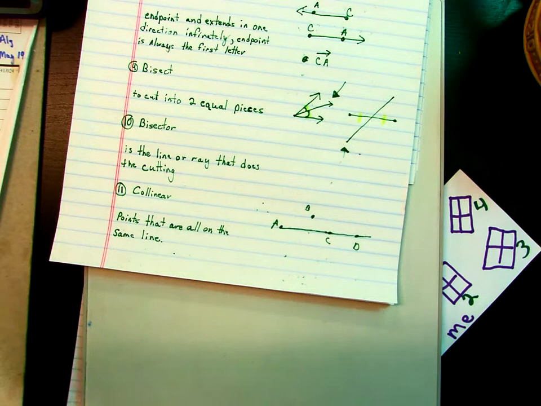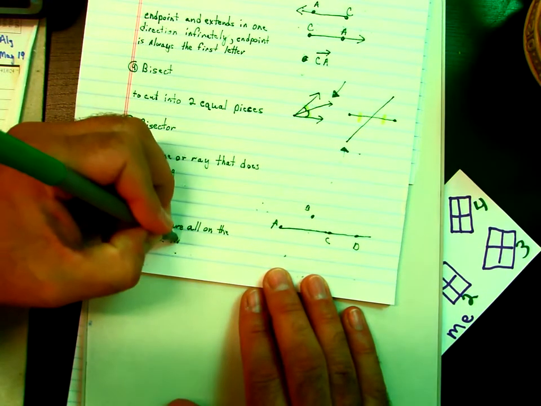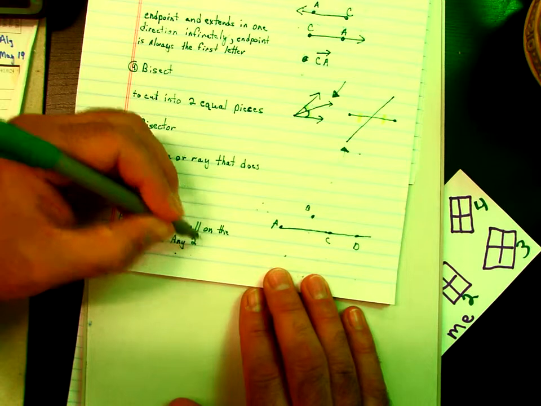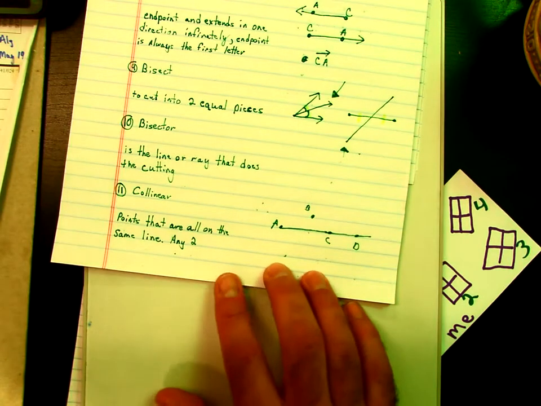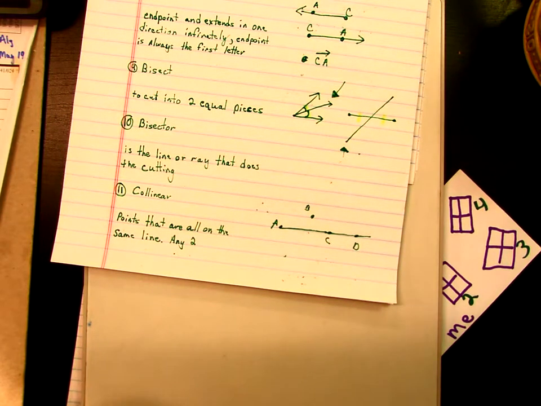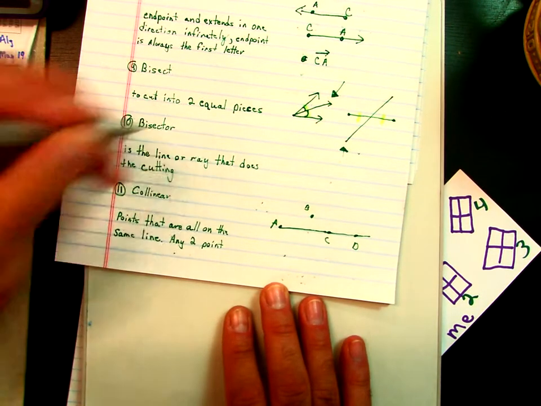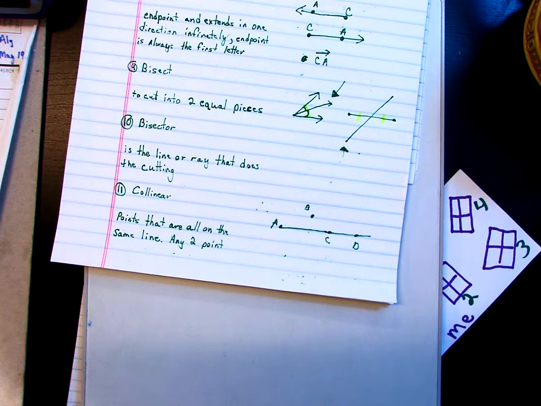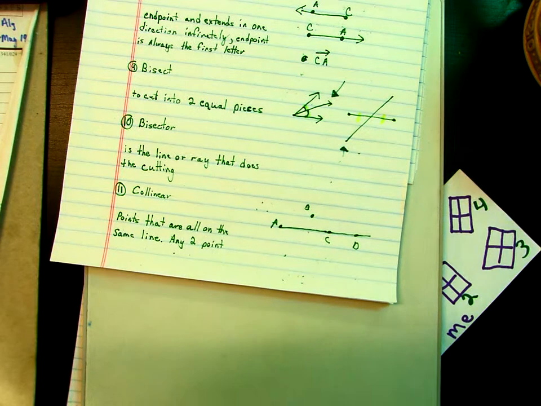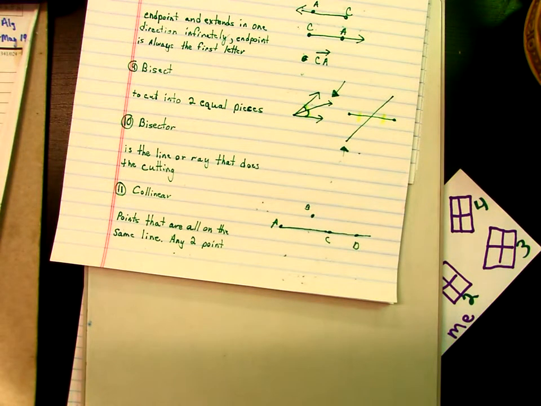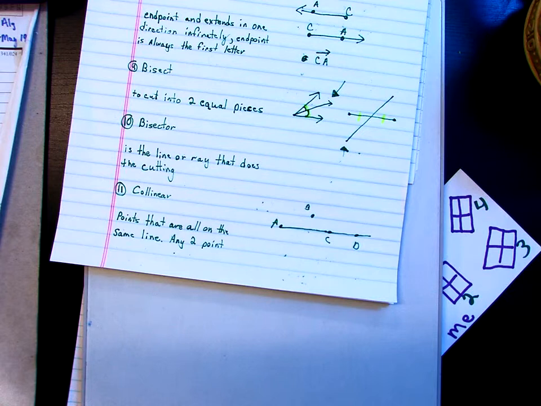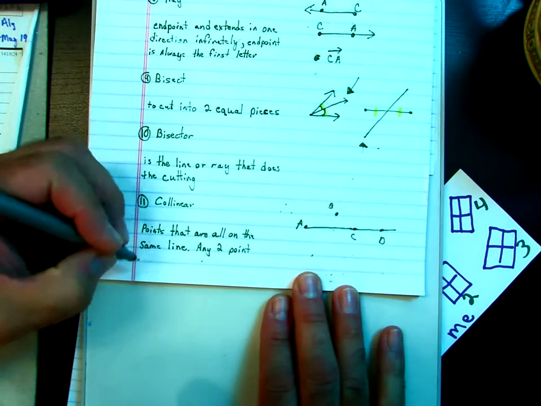Now, any 2 points are collinear. So if I just give you any 2 points, you're automatically collinear. Why? Because how many points do you need to draw a line? 2. So if they just give you 2 points and they don't draw a line, and they say, are these collinear? It's a trick question. Because you're supposed to know that any 2 points will always be collinear.